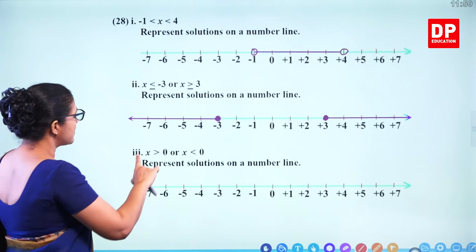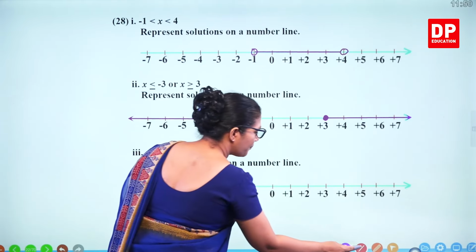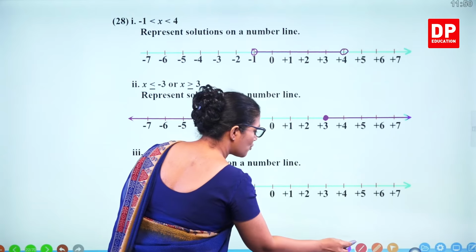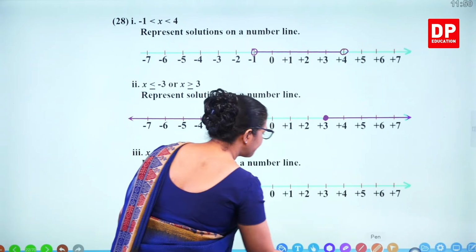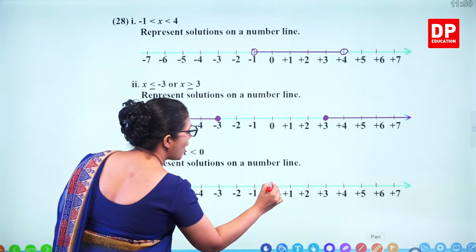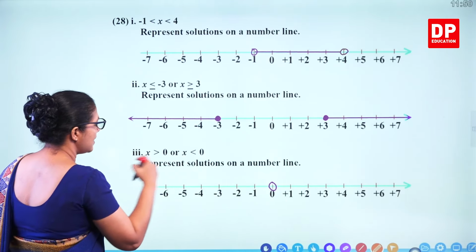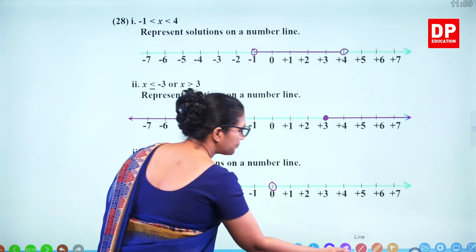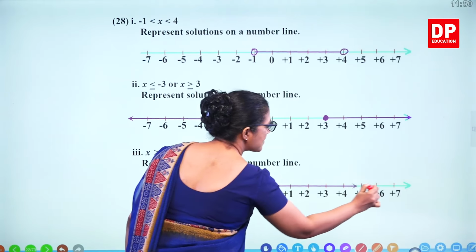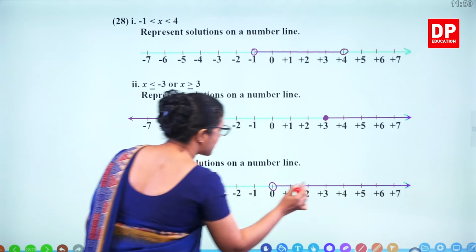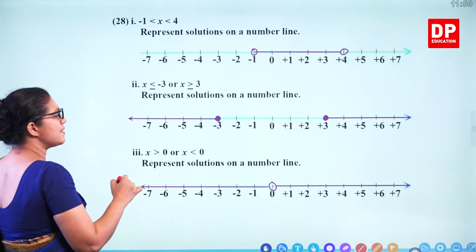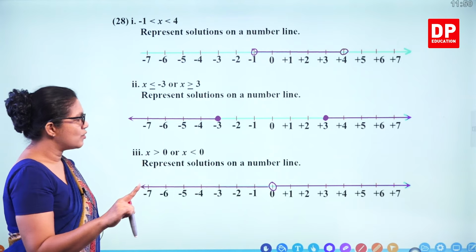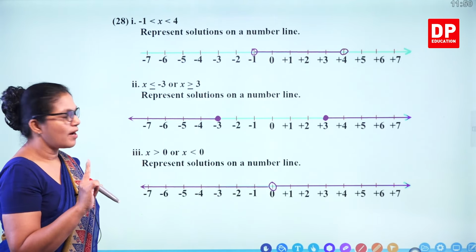This one, x greater than 0 and x less than 0. But 0 is not included. So that means you have to draw an open circle like this. x greater than 0 means this side. x less than 0 means this side. So all the solutions but 0 you can't take.